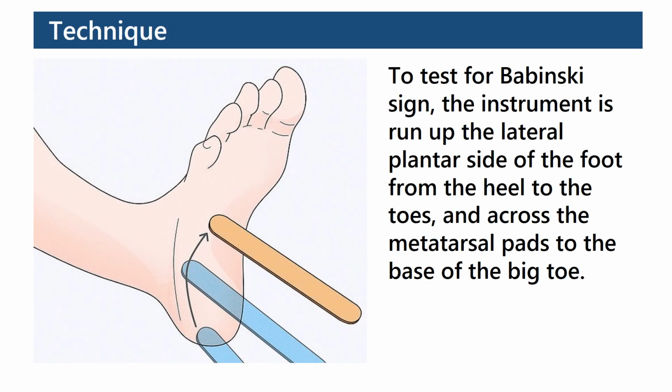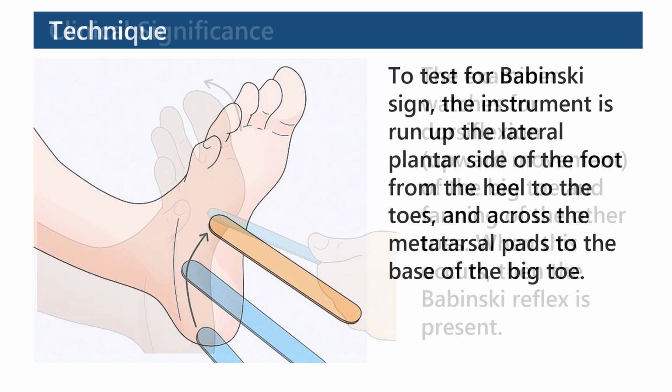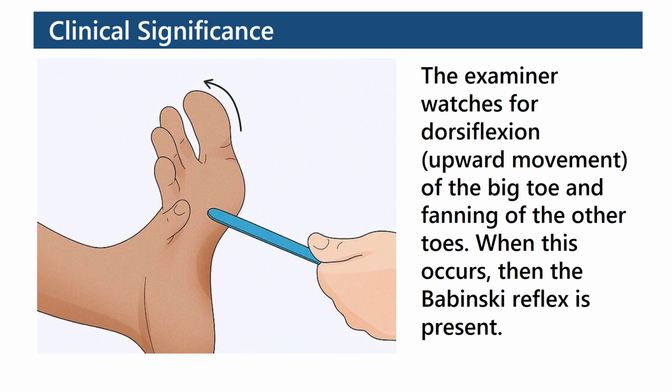Technique: to test for Babinski sign, the instrument is run up the lateral plantar side of the foot from the heel to the toes and across the metatarsal pads to the base of the big toe. The examiner watches for dorsiflexion, which is upward movement of the big toe and fanning of the other toes. When this occurs, then the Babinski reflex is present.